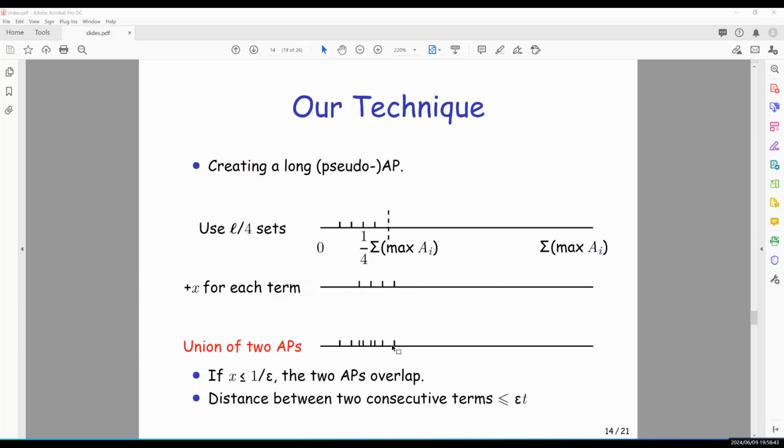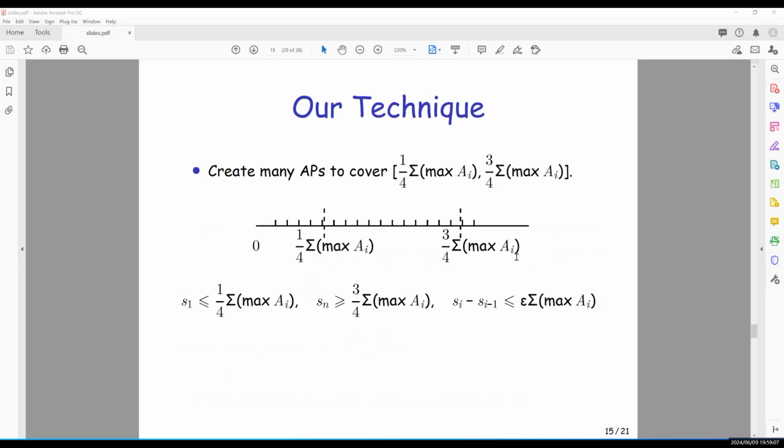Of course, the union of two APs may no longer be an AP, but we can see that first, it covers a much wider range, and second, its two consecutive terms are still bounded by epsilon times T. So if the union of two APs covers T, our target, we are also done. We can generalize this idea to create many APs such that their union covers a very wide range, say from a quarter of the total sum to 3/4 of the total sum. And if T lies within this large range, then we are done.